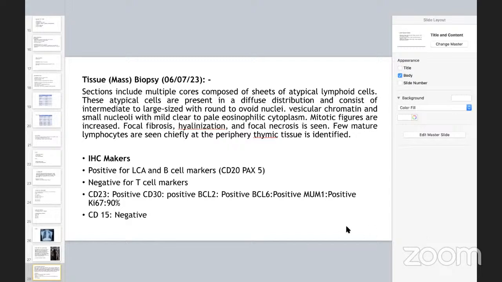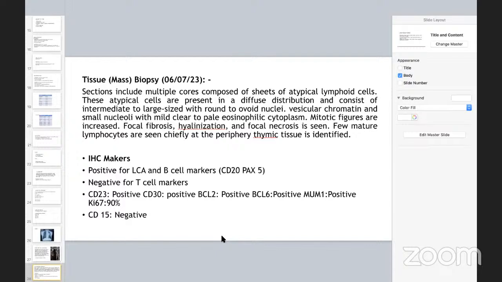Thymic tissue is identified. This was followed up with IHC markers, which were positive for B cell markers, CD20 and PAX5. It was negative for T cell markers. CD23 was positive, CD30 was positive, BCL2 was positive, BCL6 was positive, and MUM1 was positive.